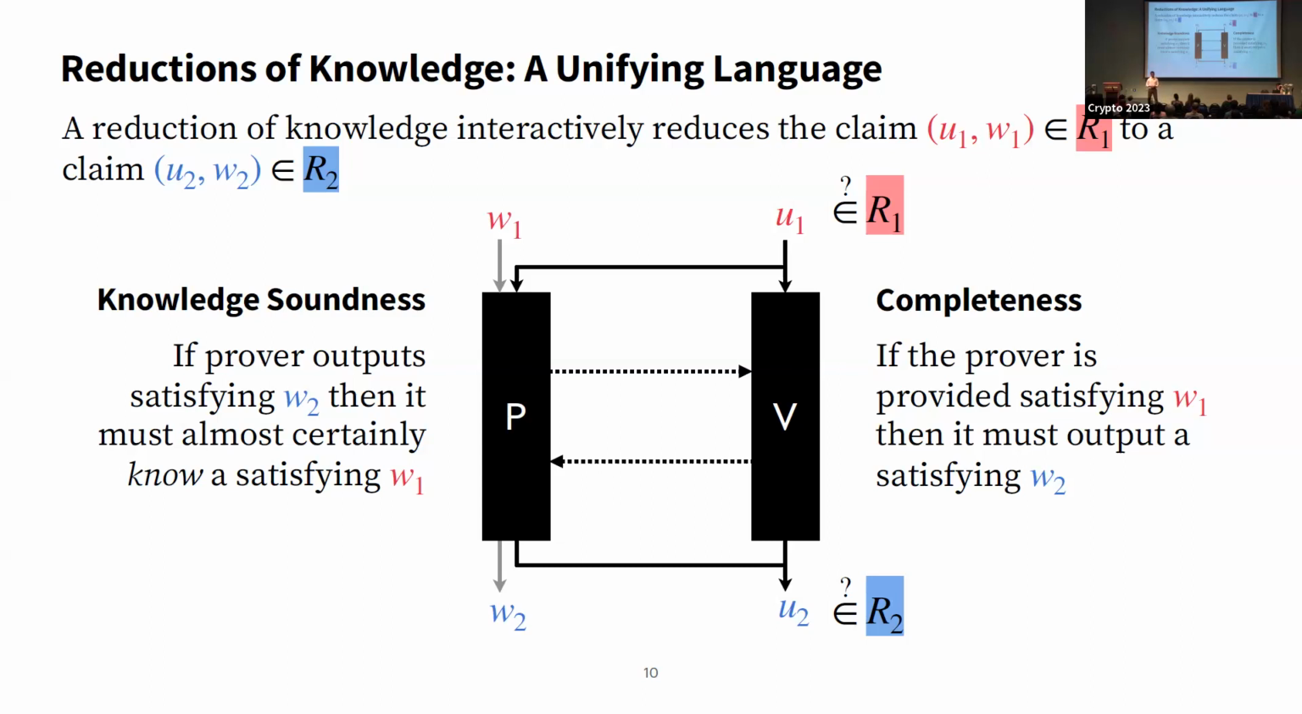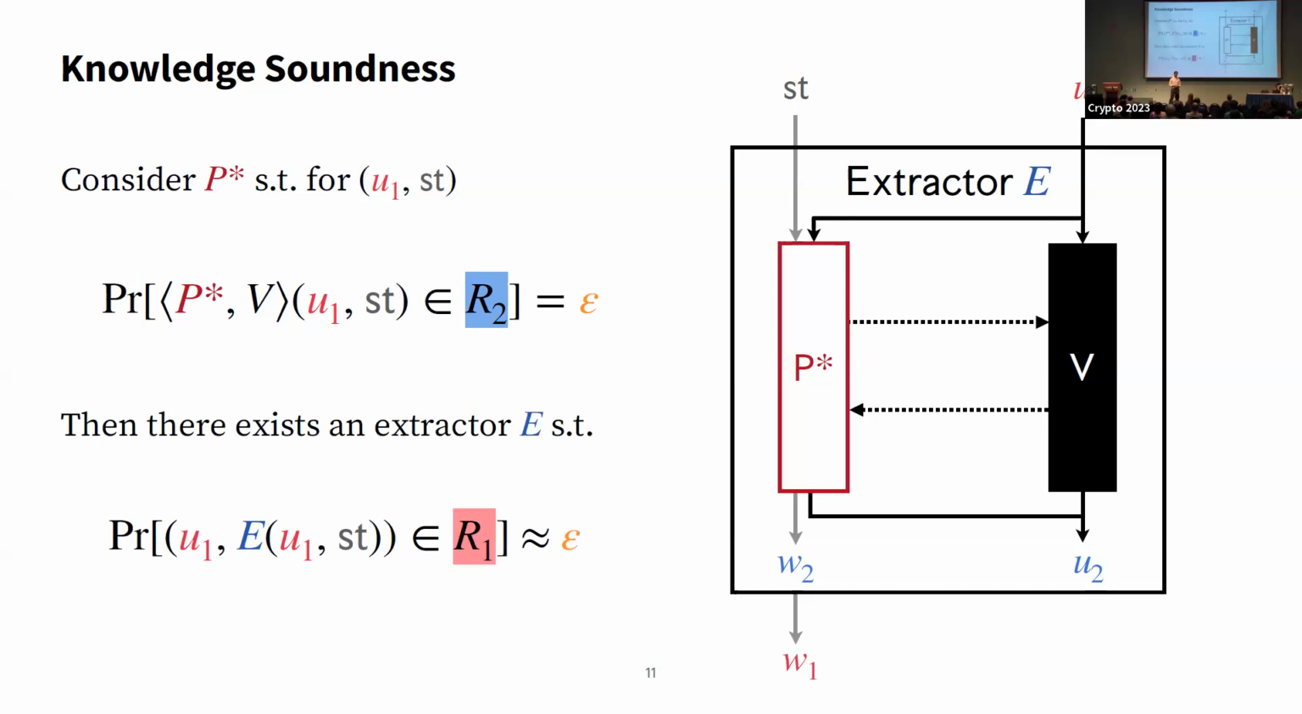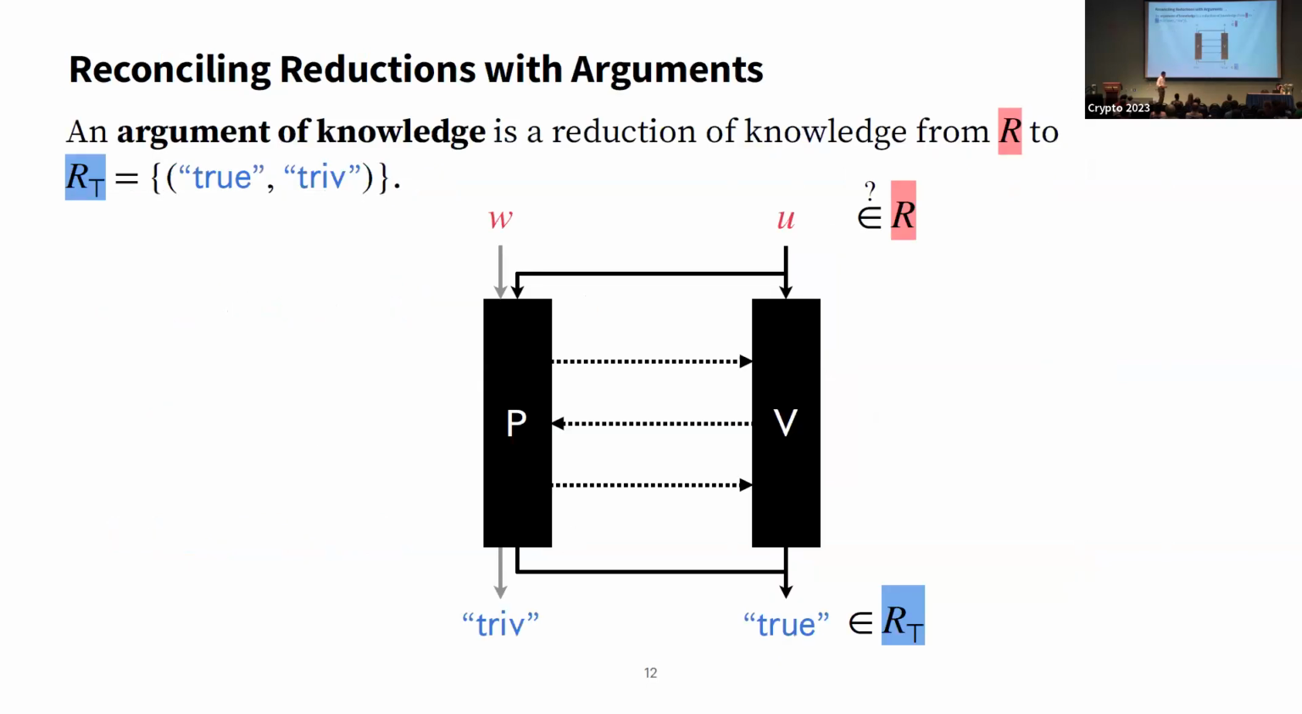There's one thing which I'm sweeping under the rug here, which is what does it mean to know? And to properly define that, we can turn towards the standard arguments of knowledge literature. Specifically, suppose we have a prover that can talk to the verifier in such a way that it tricks it into outputting some U2 such that it knows a corresponding witness W2. Well, then for knowledge soundness to hold, we want specifically that there exists a corresponding extractor which can use this prover in a clever way, a rewinding or otherwise, to be able to pull out a witness for the initial statement U1. It turns out that when we formalize knowledge soundness in this way, a number of abstractions in the literature can be viewed as particular types of reductions of knowledge.